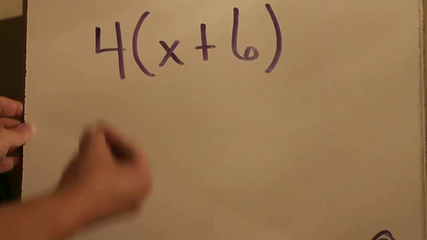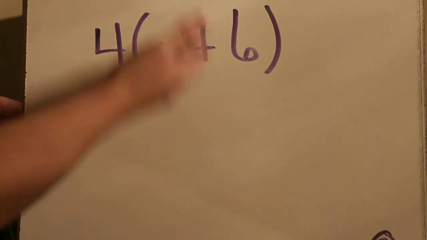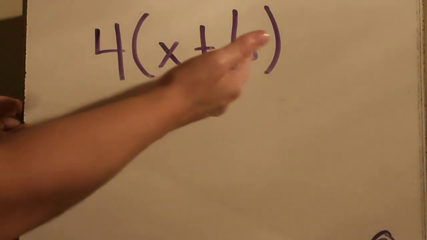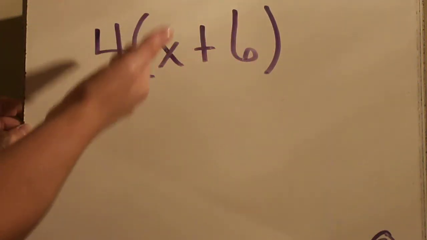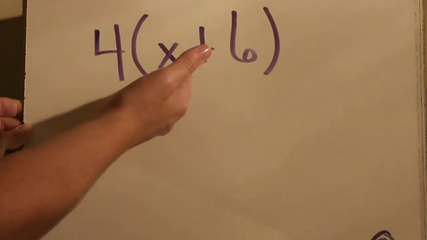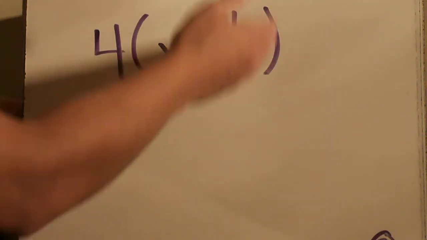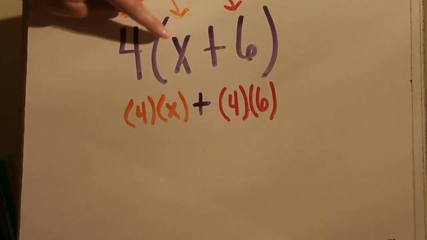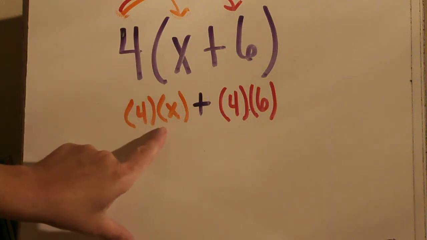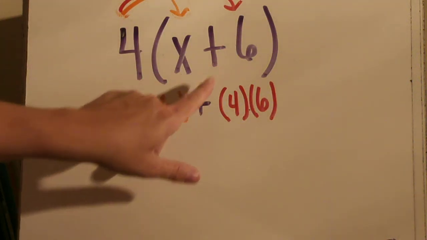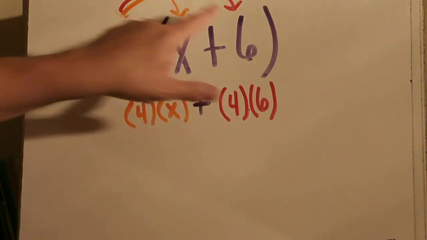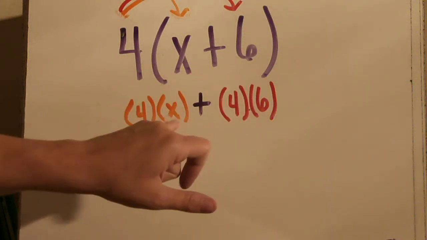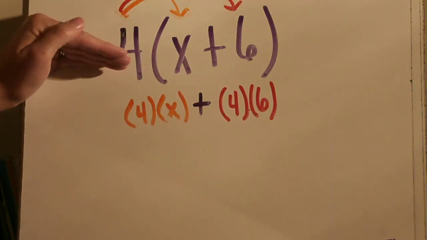Okay? Remember, our distributive property states that we can take the outside term and multiply it by each inside term, which means that we will need to say 4 times x and 4 times 6. So we're going to have 4 times x shown here as 4x. Notice that I brought my plus sign down. And then we have 4 times 6. I have multiplied each inside term, the x and the 6, by the outside term.